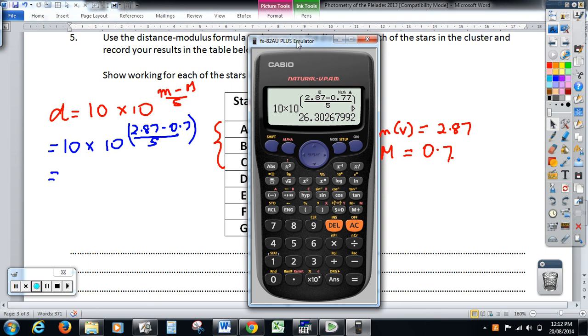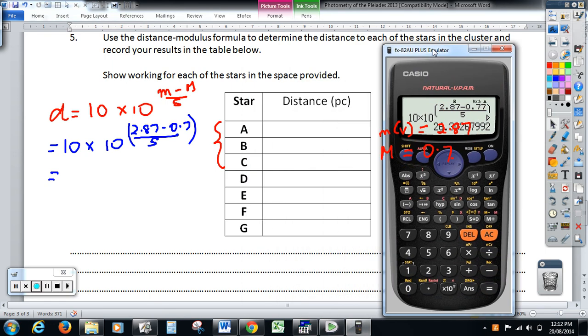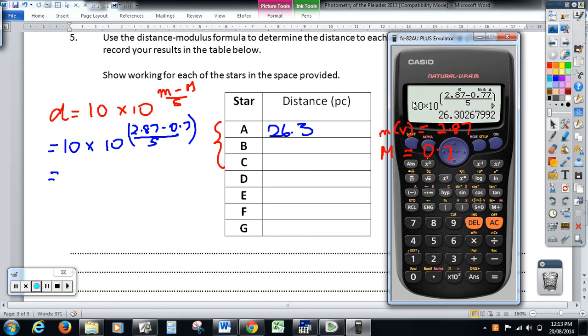Okay, so the first value here, put in, where is the, here, so this value here is 26.3, I think that was, parsecs. I can't really see it underneath all that there. Yeah, 26.3. Okay, you can now work out the next two values here using those.